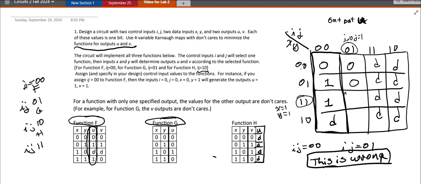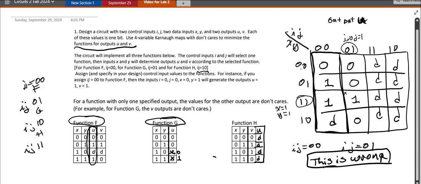So I just want to be real clear. I'm not following the table here. I am changing this table to be 0 and 1. So I'm doing a different problem. This is not the problem for your lab. Don't do it like this or you'll get it wrong. So this one says 1, 0 is 0 and 1, 1 is 1.